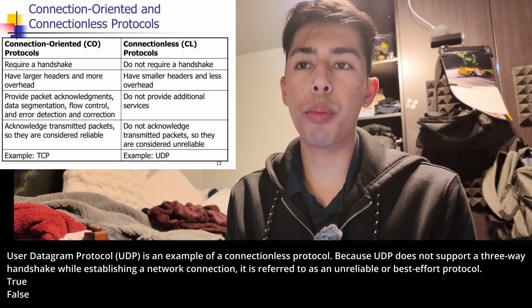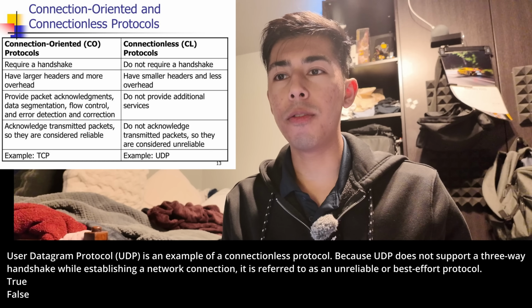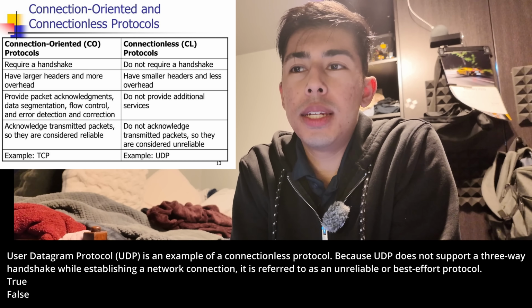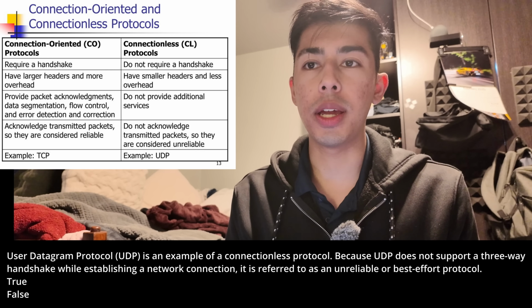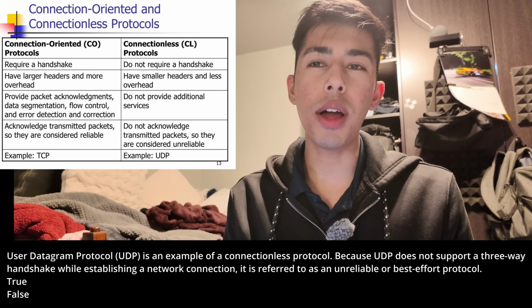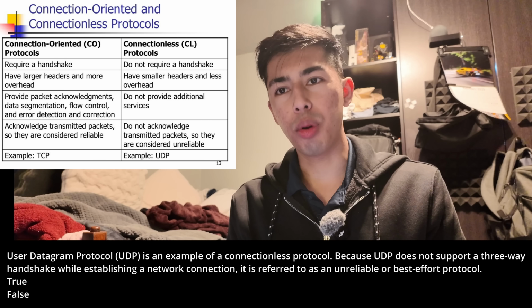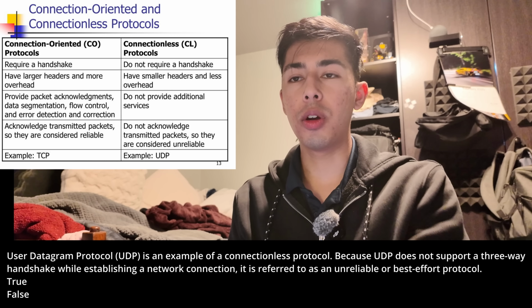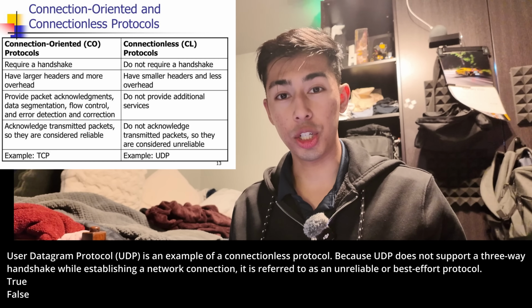UDP, User Datagram Protocol, is an example of a connectionless protocol. Because UDP does not support a three-way handshake while establishing a network connection, it is referred to as an unreliable or best effort protocol. Is this true or false? Well, let's break this down a little bit. So we have UDP as an example of connectionless protocol.